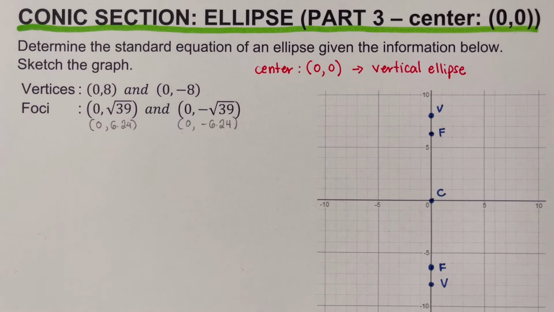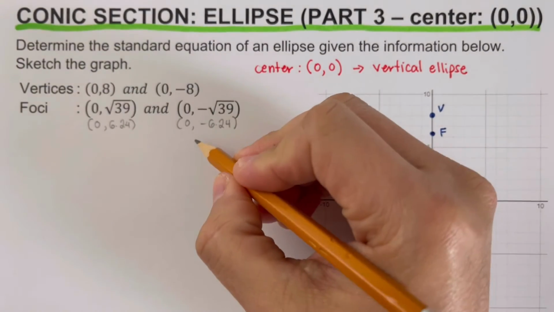Okay, our task is to determine the standard equation of this ellipse. Now we are going to write the general equation of this vertical ellipse down here.